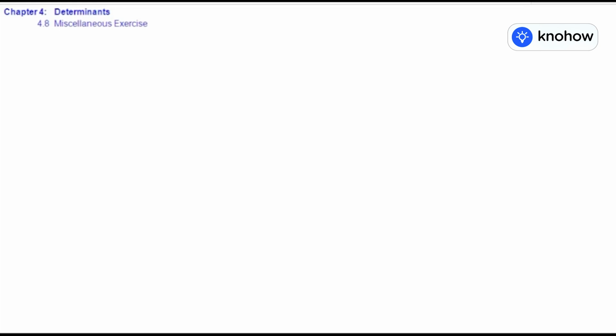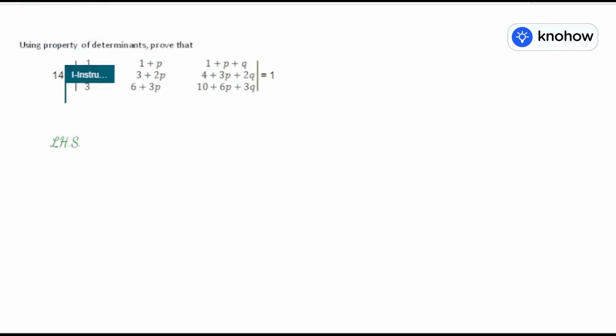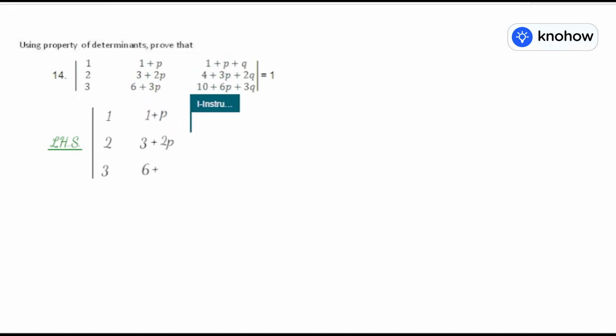So let us apply. Take the left hand side, that you rewrite: 1, 2, 3, 1 plus P, 3 plus 2P, 6 plus 3P, and you have 1 plus P plus Q, the elements of the third column, 4 plus 3P plus 2Q, and 10 plus 6P plus 3Q.